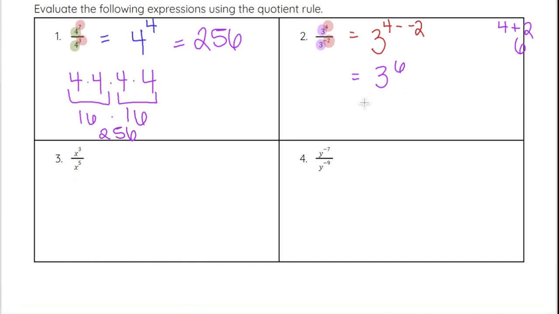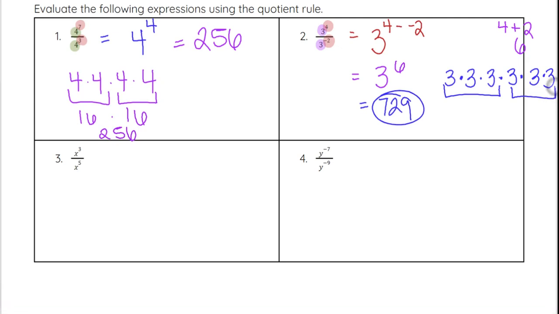Now, if you have that memorized, that would be 729. If you don't, then you could take that 3 to the 6th power and write it out, for example, like this, with 6 threes being multiplied. And depending on how you're looking at it, if you know 3 to the 3rd power is 27, and there's two different 3 to the 3rd powers, then if you do 27 times itself, you end up with 729. So you can do long multiplication, or you can do it in your head. It really just depends on your comfort level with the multiplication.